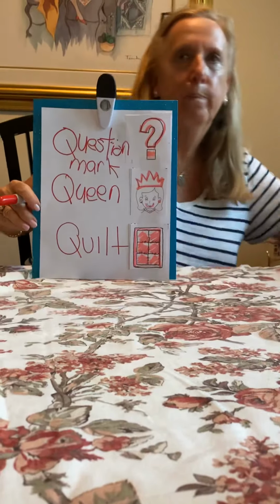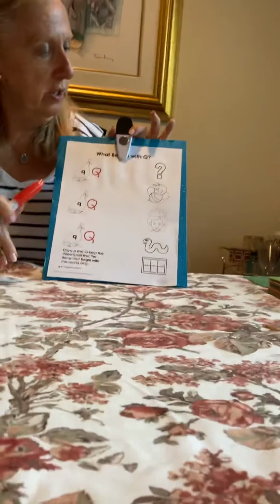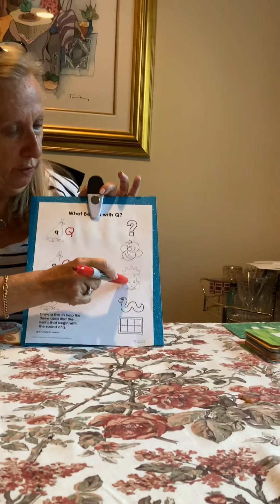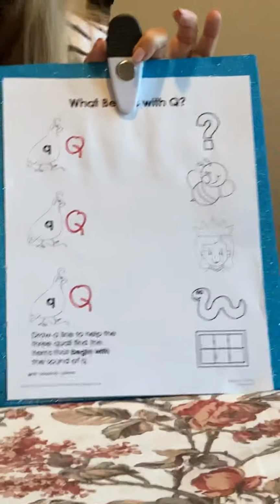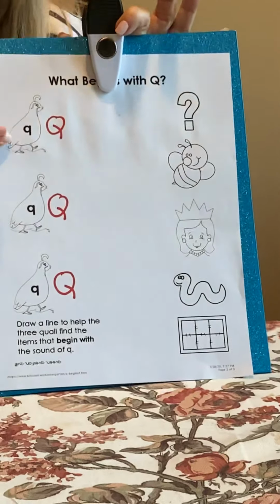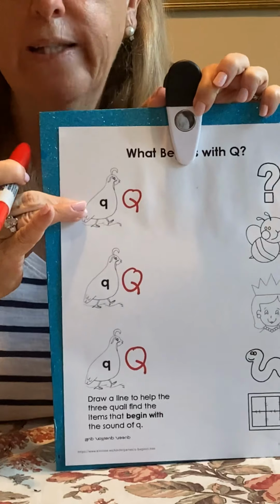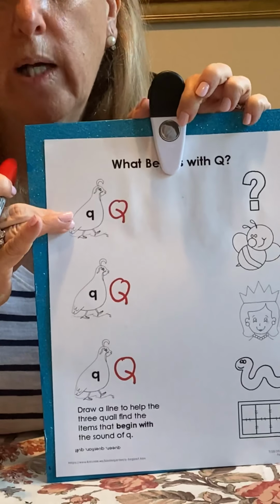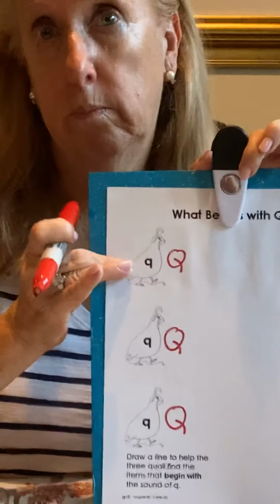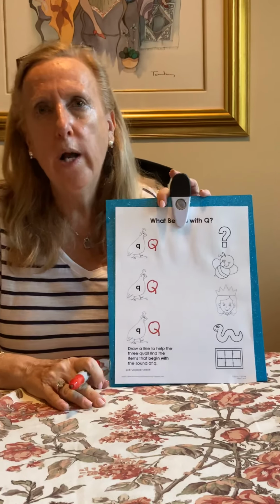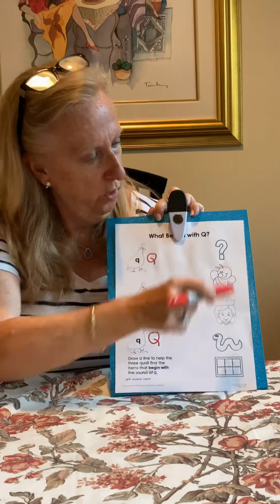Let's play a game. I'm going to help you with the game. I have how many pictures? 1, 2, 3, 4, 5. And I have 3 Qs. This is actually a quail. A quail begins with the letter Q. A quail is a form of a duck. So let's see what Q matches with our Q pictures.